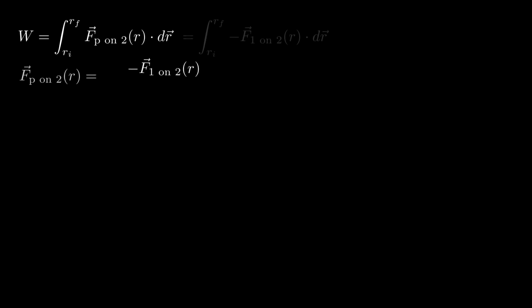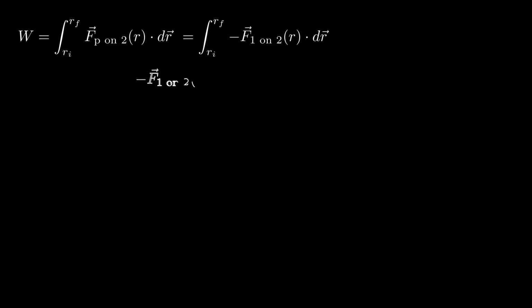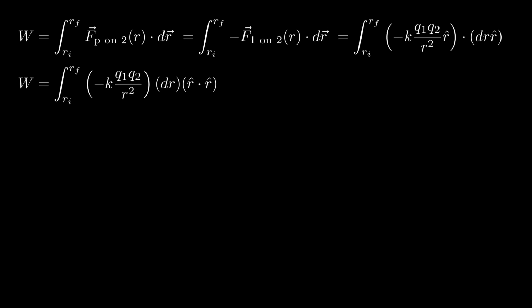What this means is that we can replace F person on 2 with the negative F1 on 2 in the work integral. We know that negative F1 on 2 is just the Coulomb force equation, and additionally the dr vector is just the scalar value of dr times r hat. Substituting these into the work integral, we end up with the following expression. Rearranging a little bit, we can put the scalar product of the two r hats together and extract the rest of the scalar quantities left in the equation.